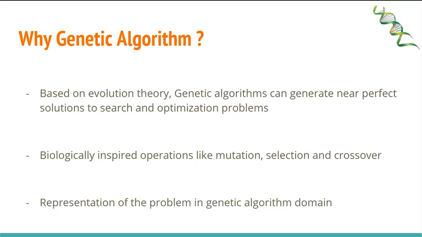Being a classical NP-complete problem, there are many solutions that have been proposed to solve the class scheduling problem based on multiple algorithms like simulated annealing, neural networks, advanced ILP techniques, dynamic and linear programming, genetic algorithms, and the list goes on and on. Based on biologically inspired operations like mutation, selection, and crossover, genetic algorithms can generate near-perfect solutions to search and optimization problems.